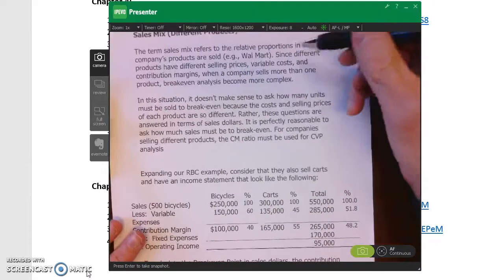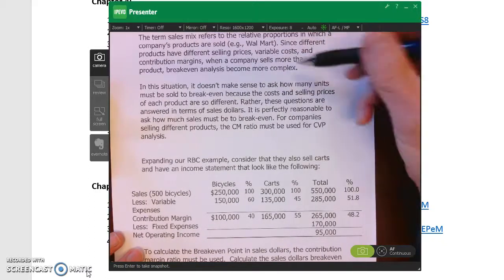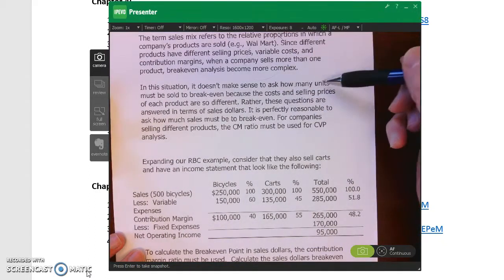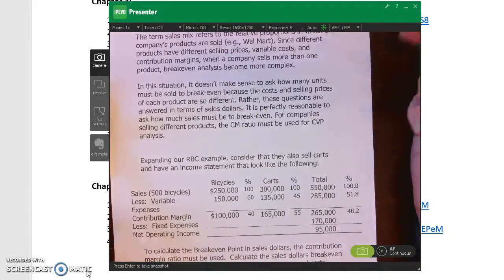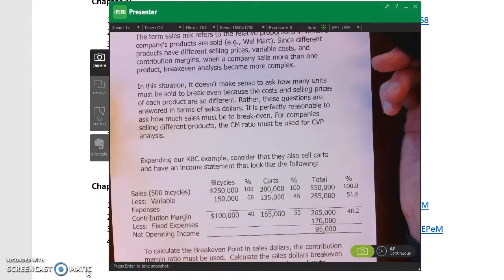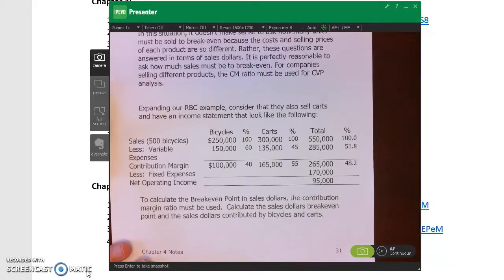So when we look over here, in this situation, that's what I was saying, when we have a Walmart or something like that, it doesn't make sense to ask how many units we have to sell because the selling prices and the cost of each product can be so different, and it'd be very difficult to estimate the sales mix. So in that case, we're just going to calculate the break-even point in terms of sales dollars. Okay?